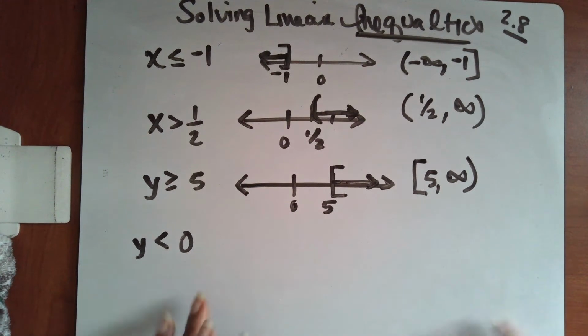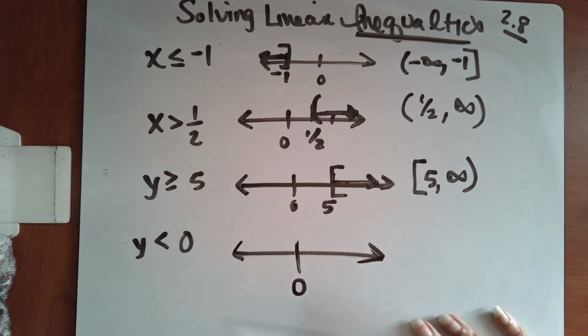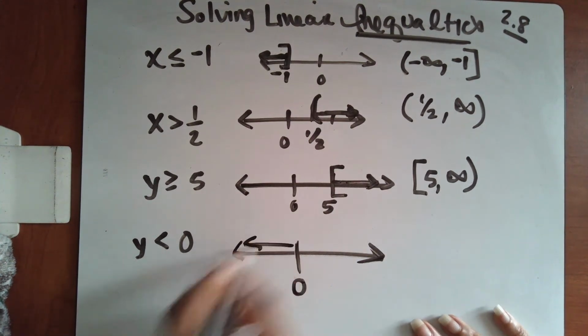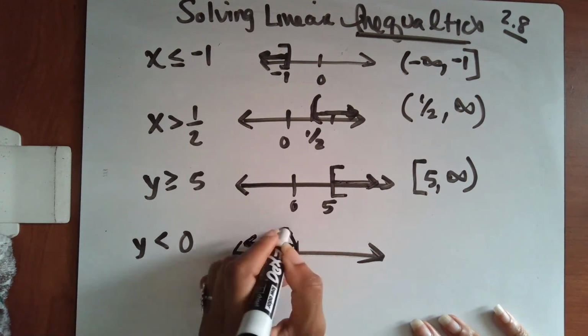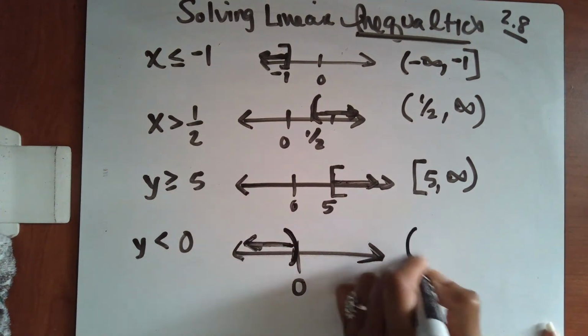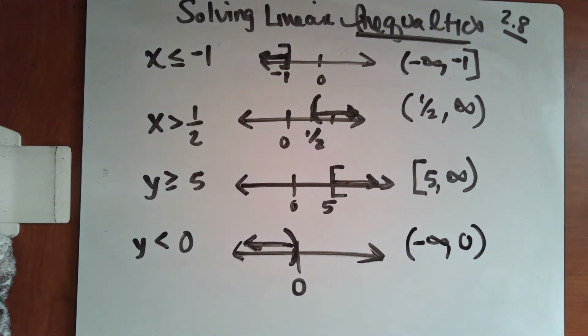Then we have y is less than 0. So we mark 0. Where are the values less than 0? To the left. So I put a parenthesis. And so I have from -infinity to 0 in parentheses.